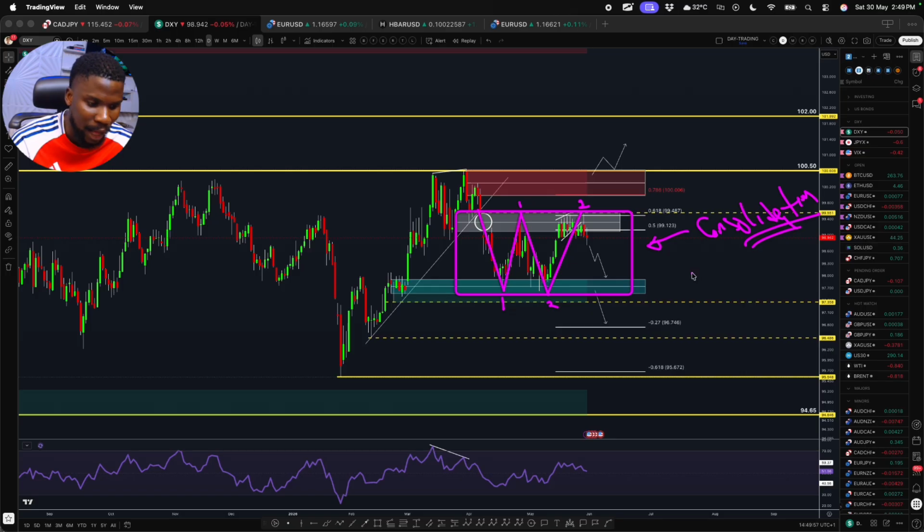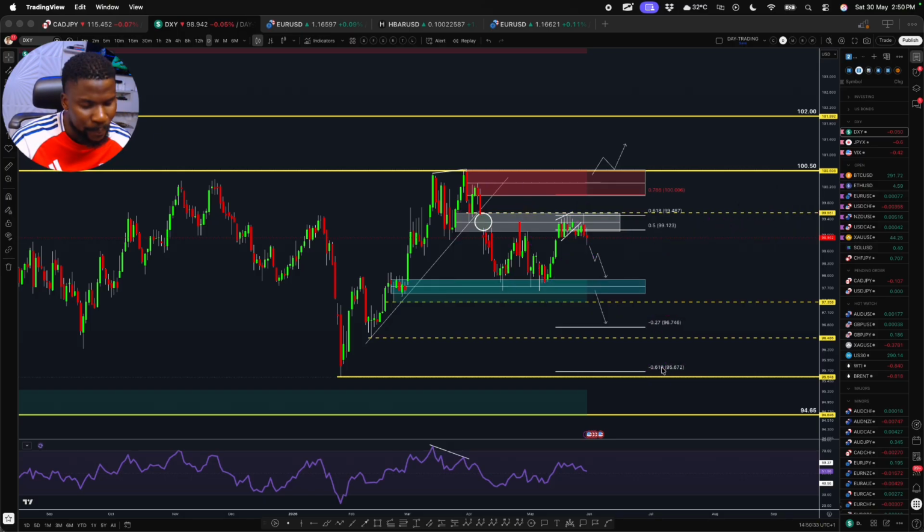So at this point in time, there's no point in waiting around or wasting time. All you want to do is expect a further drop in the price of the dollar index. My first TP for the short would be at 96.75, and the second would be 95.65 right there. You can see I'm using the Fibonacci extension region as my target region. Simple as that. That is how I'm positioned right now on the dollar index.